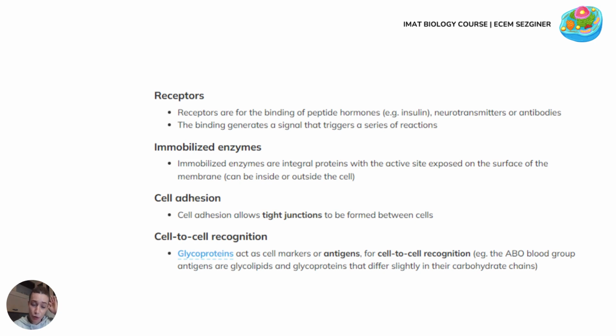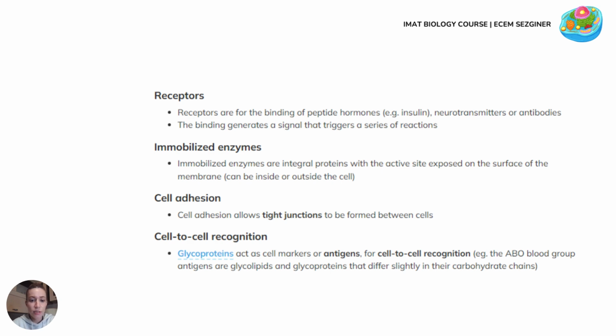Furthermore, we have the receptor group of proteins. They are meant to bind to peptide hormones, for example insulin, or neurotransmitters or antibodies. They are there to receive signals from other parts of the body and act accordingly. Immobilized enzymes are a subgroup of integral proteins, and their active site should be exposed on the surface so that the active site can bind to whatever substrate it is meant to bind.